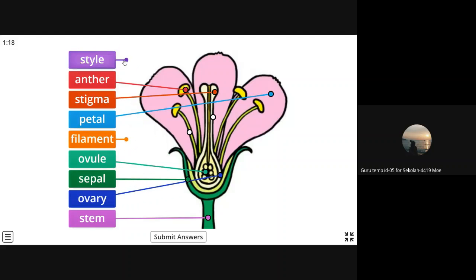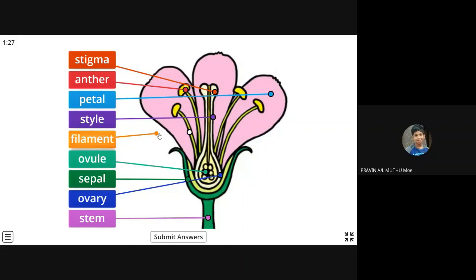Okay. Style. Style it holds stigma, right? Yes. So bawah stigma lah ni. Okay, yang panjang tengah ini stigma. So style dia hold stigma. Okay, and then filament. It holds anther. Dia cakap anther. Ya, so anther yang kuning ni. So yang hold dia adalah filament. Okay, so let's check if your answer is all correct or not. Okay, betul?